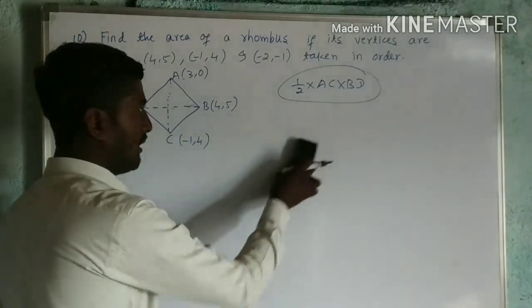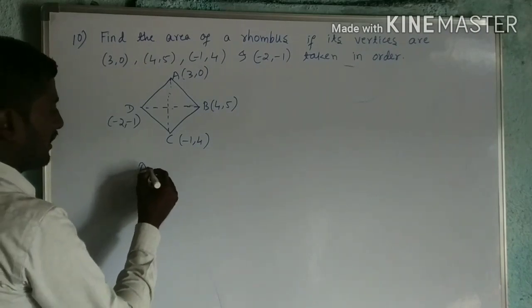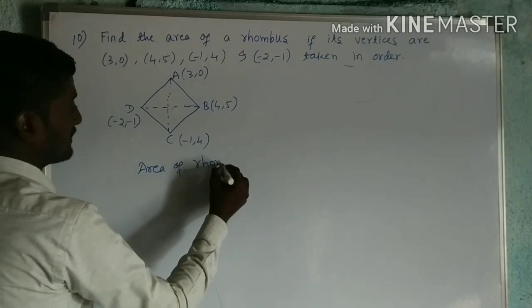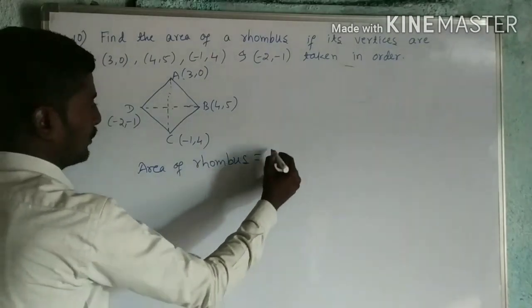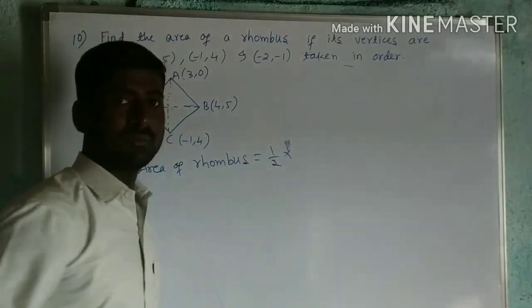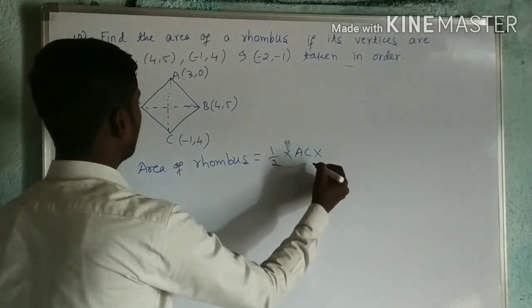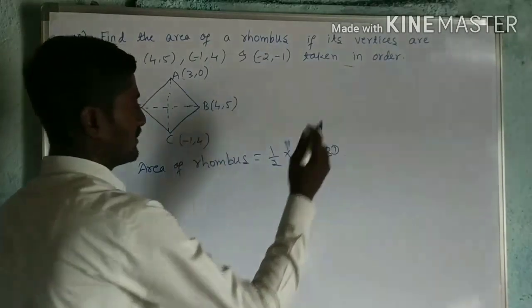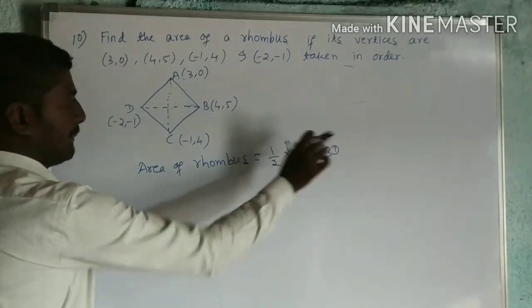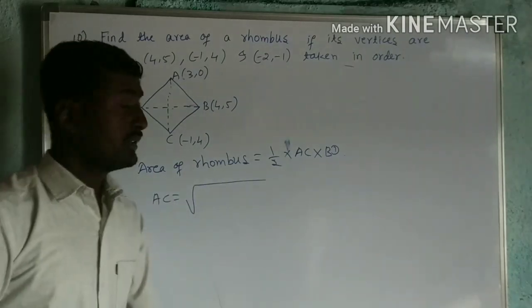So I will go through this formula method in an easy way. Area of rhombus is equal to 1 by 2 into the product of their diagonals. What are those? AC into BD. Okay. So this is the formula you should remember. Now I want AC and BD. How can I find AC? AC is equal to under root of.